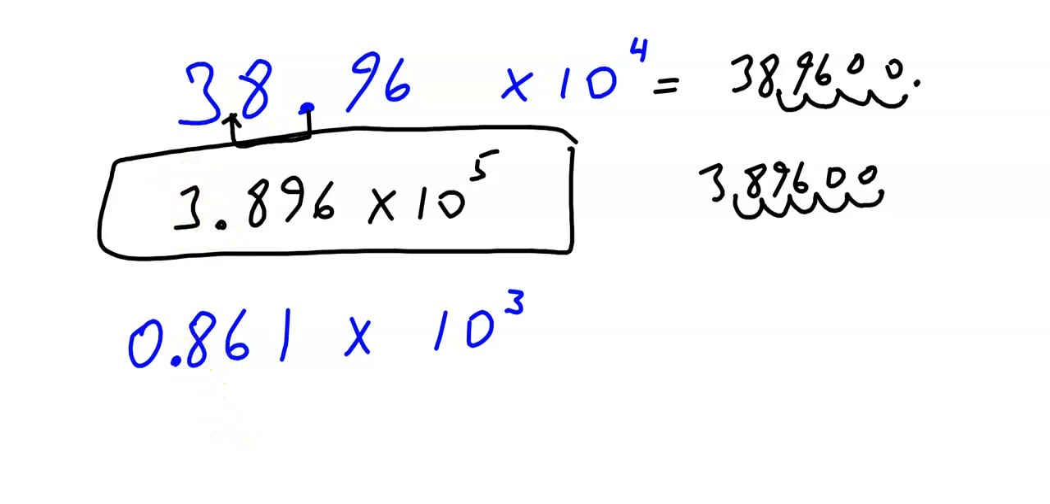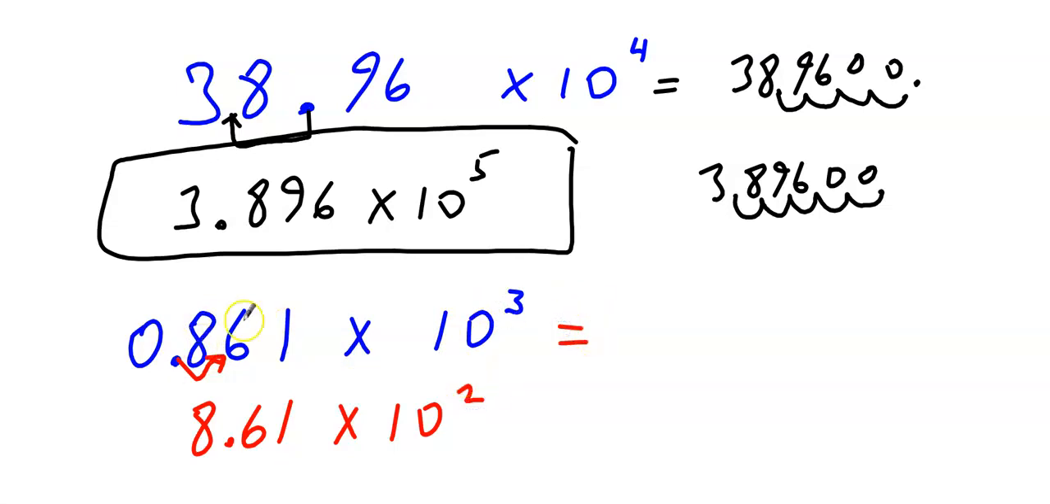In the next problem, we're going to move this over to the right one space, so it becomes 8 and 60/100ths multiplied by 10. Now, I have to go backwards one space. Backwards is negative, a space to the left, for it to be the original value. So instead of having 10 to the third, it has to be 10 to the second power.